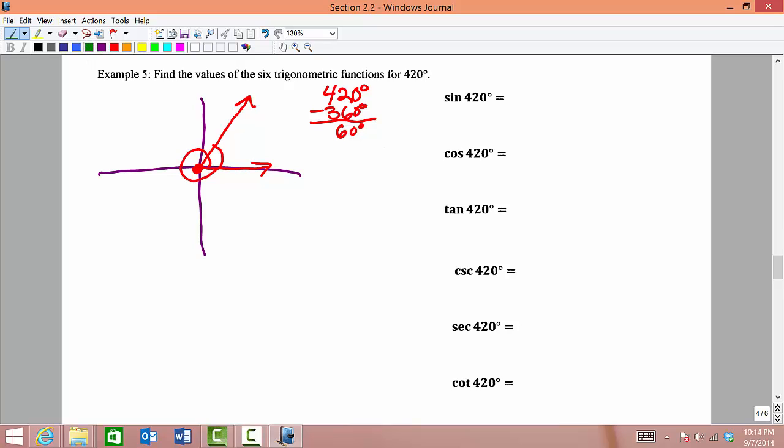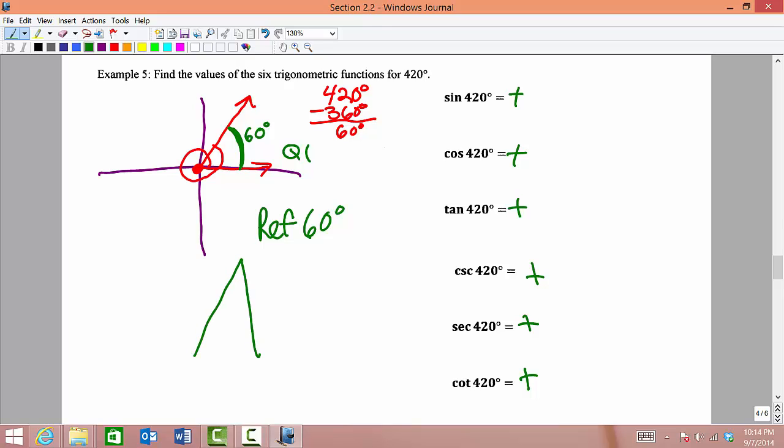We can tell that since we went one complete rotation and 60 degrees more, without any calculations to determine my reference angle, we can just tell that it's 60 degrees. So we know that our reference angle is 60 degrees, and we also know that we are in quadrant 1, which tells me that all of my trig functions should be positive. So we want to use our 30, 60, 90.